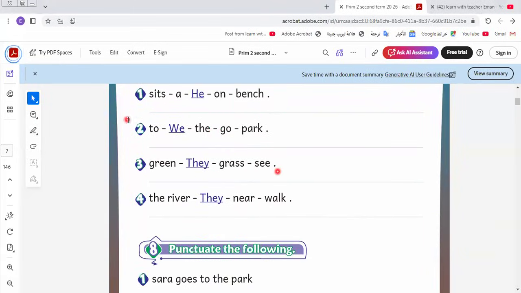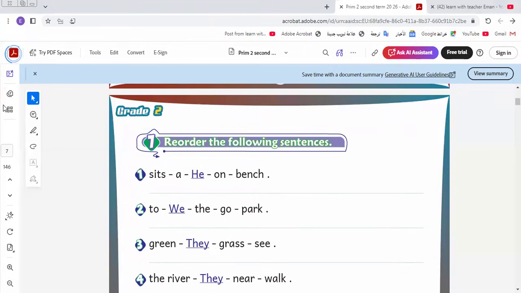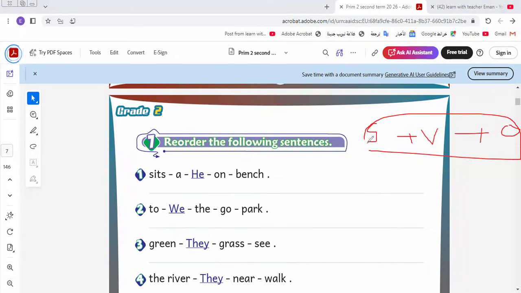So here in the rearrange, I would like to remind you of the rule of subject plus verb plus object. This is the sentence in English. Let's do it in this sentence. Where is the subject here? Subject pronoun, it will be he. Where is the verb? Sits. He sits on a bench. Okay.